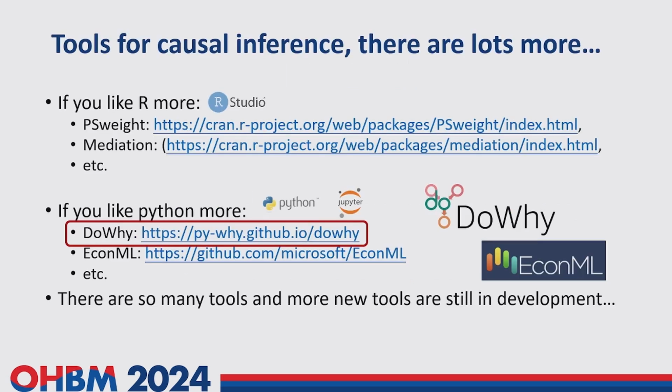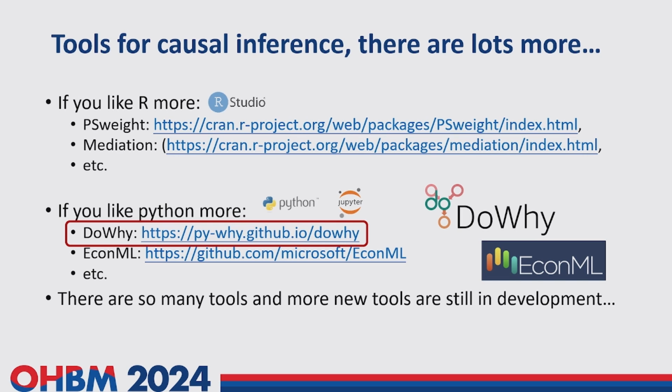Now we move to the practical part. We have a bunch of tools for doing causal effect estimation. If you like R more, you have PSweight, which is created by Fan Li's lab. It's built on propensity scores and can do both weighting and matching, and then estimate the average treatment effect for you. And you also have mediation and the mediation toolbox, which is created by Imai, and it works pretty well.